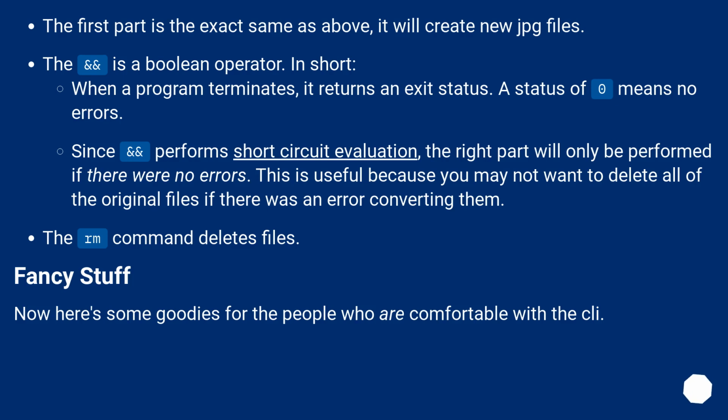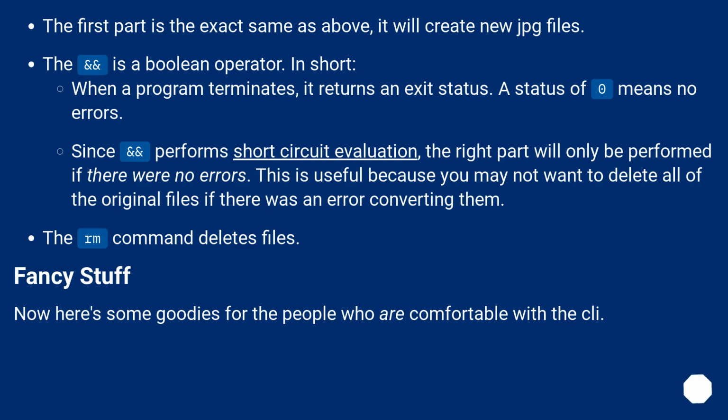In short, when a program terminates, it returns an exit status. A status of 0 means no errors. Since && performs short-circuit evaluation, the rm part will only be performed if there were no errors. This is useful because you may not want to delete all of the original files if there was an error converting them. The rm command deletes files.